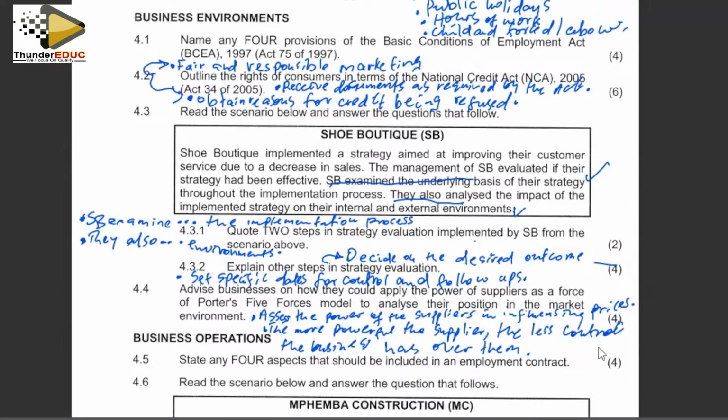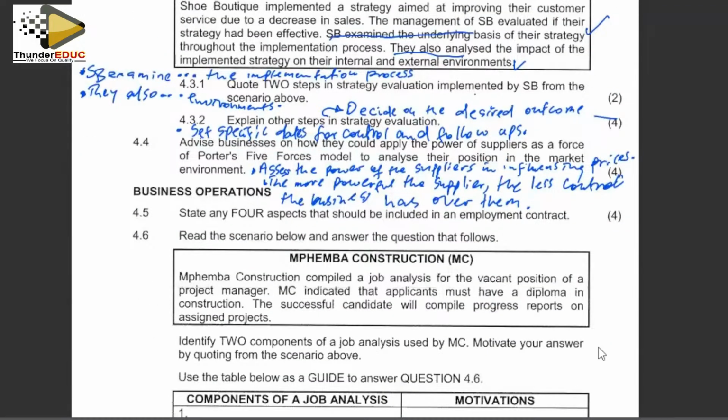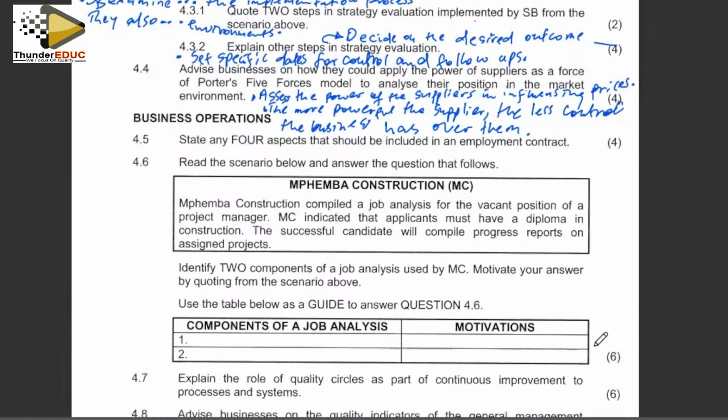Okay, right. So now let's check 4.5 under business operations. Remember, in question 4, we have miscellaneous. We have business operations and business environments. Okay, right. So now read the scenario below and answer the questions that follow. So now, Mpemba Construction. Mpemba Construction compiled a job analysis for the vacant position of a project manager. So MC indicated that applicants must have a diploma in construction. So now the successful candidate will compile the progress reports on assigned projects.